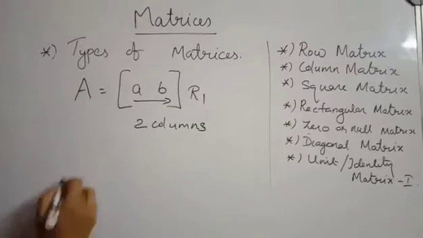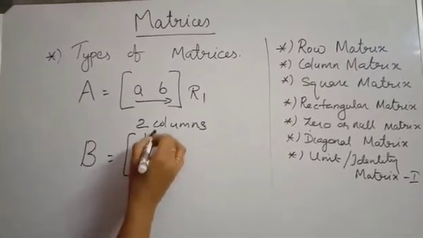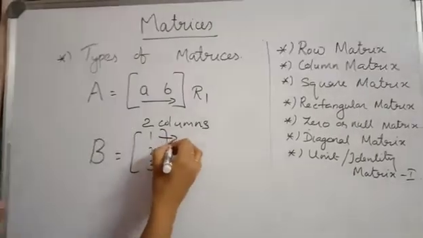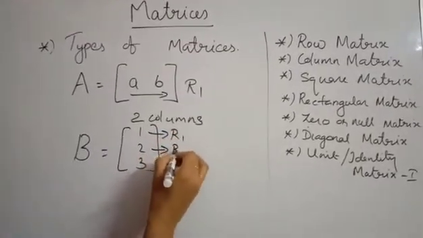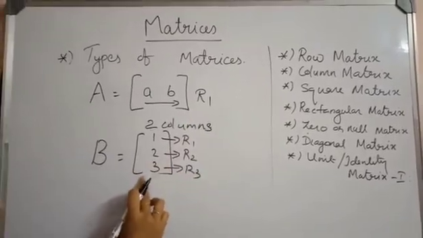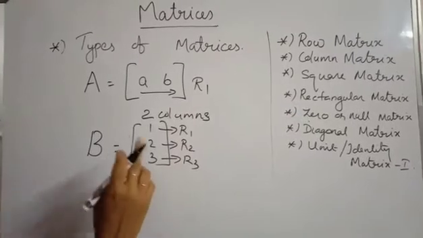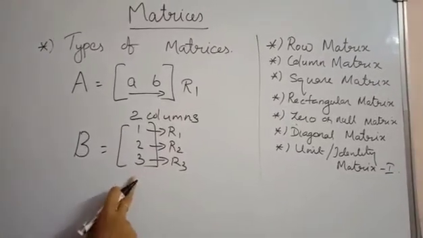In the same way, if you consider another matrix B, 1, 2, 3. Here if you see, there are 3 rows, R1, R2 and R3. And there is a single column here. So this is an example of a column matrix. If a matrix has only a single column, then it is a column matrix.